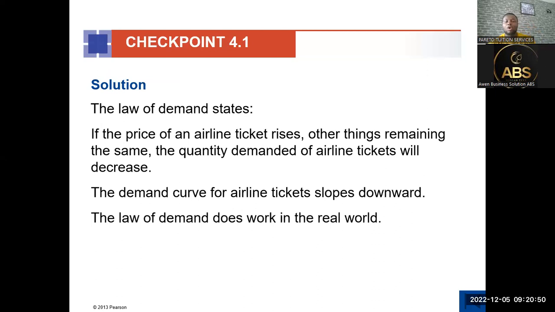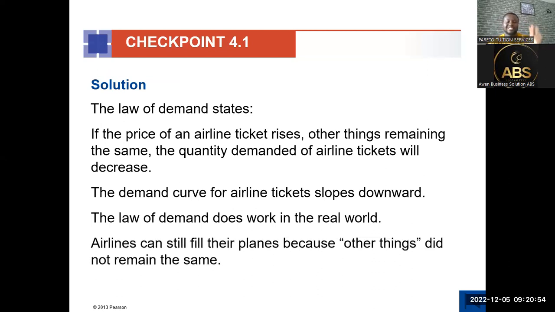That is the reason why the demand curve slopes downwards. But the law of demand actually works in the real world. The only condition is that we need to hold the other things constant, but then we didn't hold them constant. They are not always the same. They change. Our income does change. Preferences do change. Our expectations of future prices do change. That is why it's possible that prices will go up, yet we buy more.